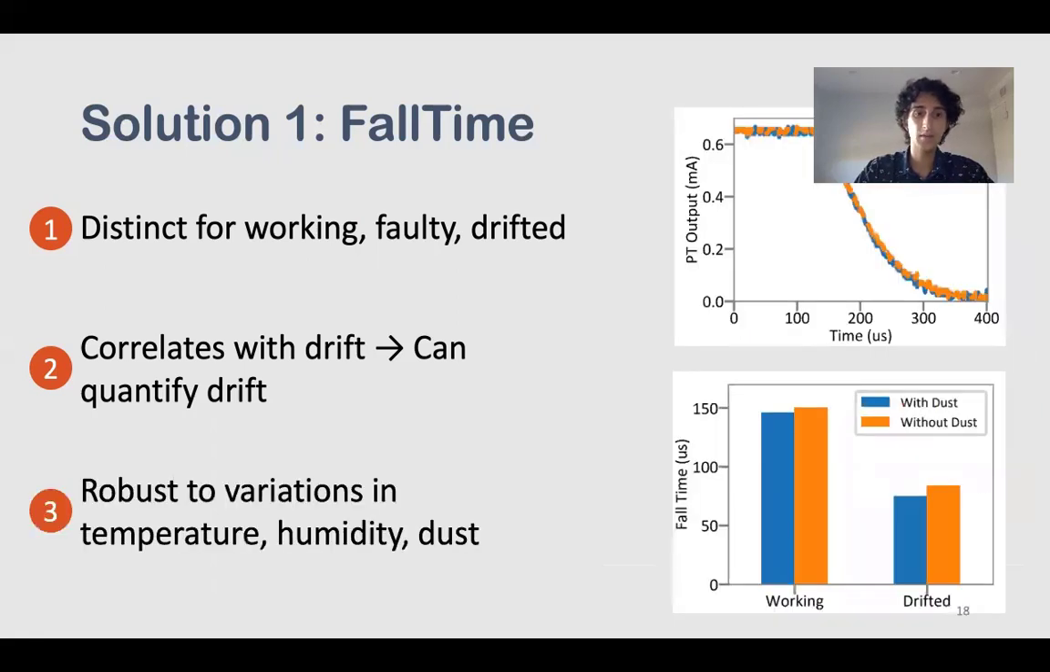Finally, fall time is robust to variations in the environment. So even as the temperature changes from 33 to 84 degrees Celsius, the shape of this fall time remains basically the same, and the actual fall time value is the same. And the same goes for the presence of dust. The change in the fall time from dust is very minimal compared to the actual change from drift.